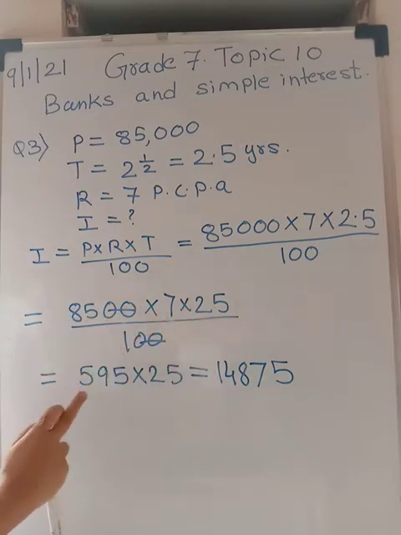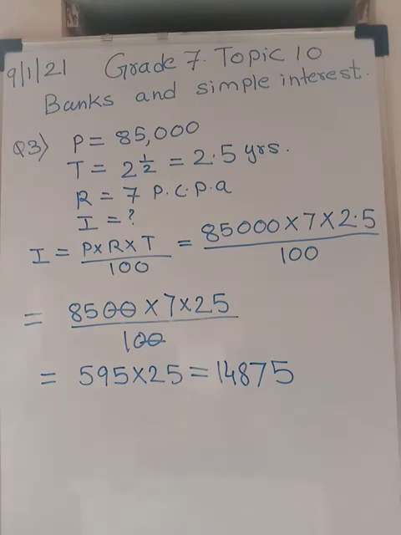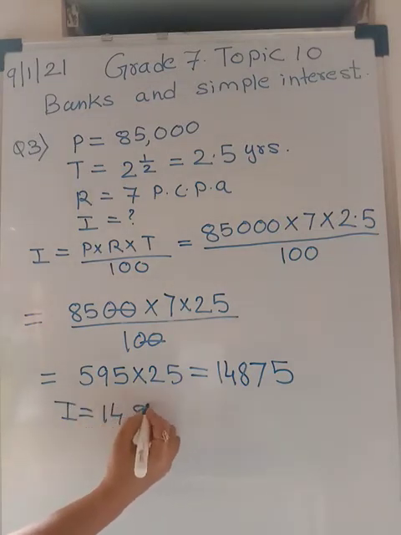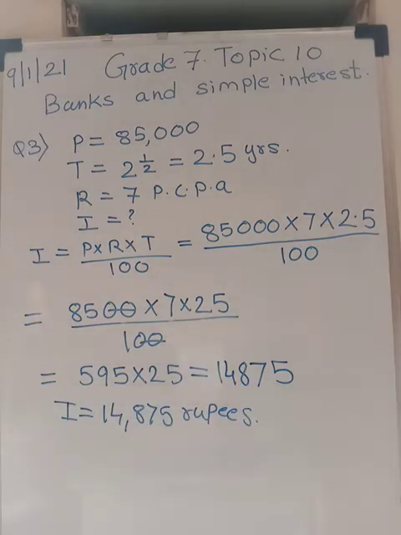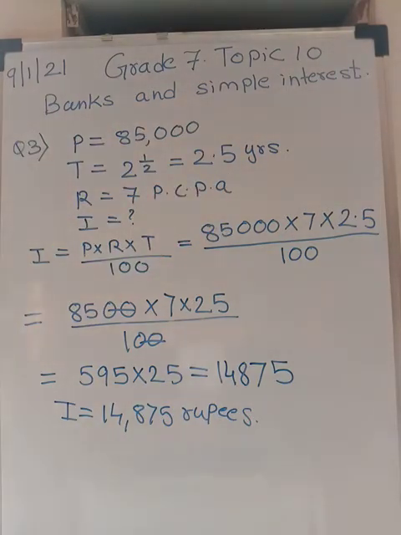85 into 7 is 595. Into 25 if you do, you get 14,875. That is your total interest. So interest we have got. Your total interest is equal to 14,875 rupees. Is this clear? So here the important thing is 2.5 is taken as 2.5, which will be easy for you to do the calculations.